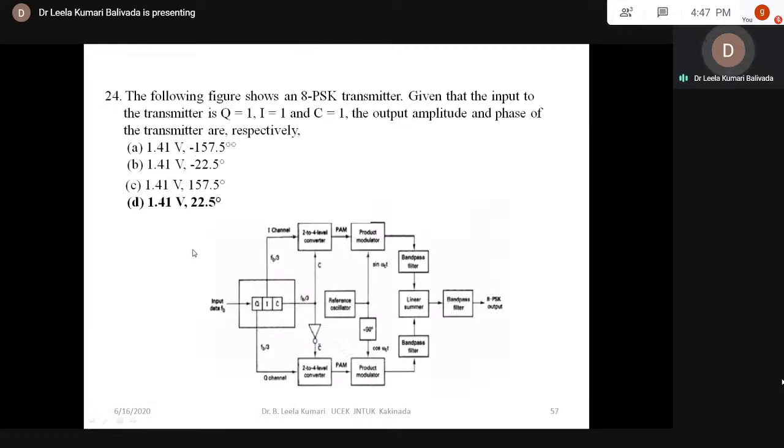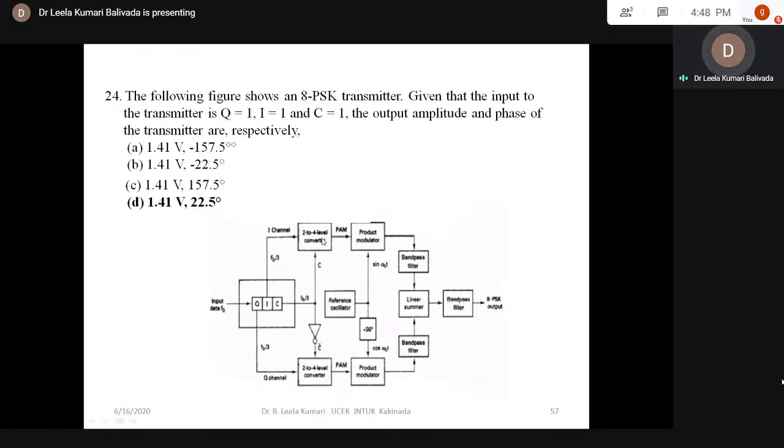The following figure shows an 8 PSK transmitter. Given that the input to the transmitter is Q equals 1, I equals 1 and C equals 1, the output amplitude and phase of the transmitter are respectively. So this is similar to the previous question. At the input of the I channel, I equals 1 and C equals 1.